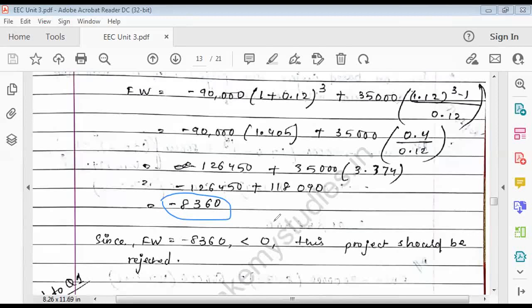Now let us understand why exactly you are rejecting, the same way I had discussed in the present worth method. Now look at this. Look at this and look at this. These two values, look at this.